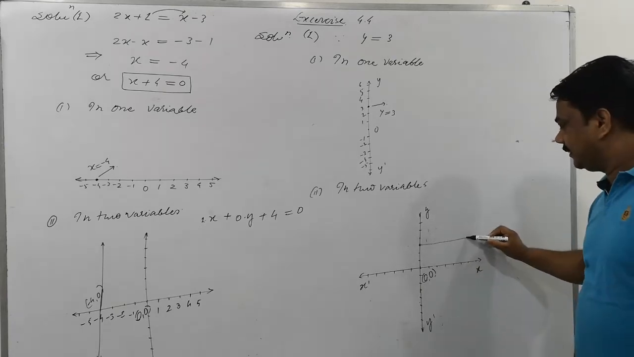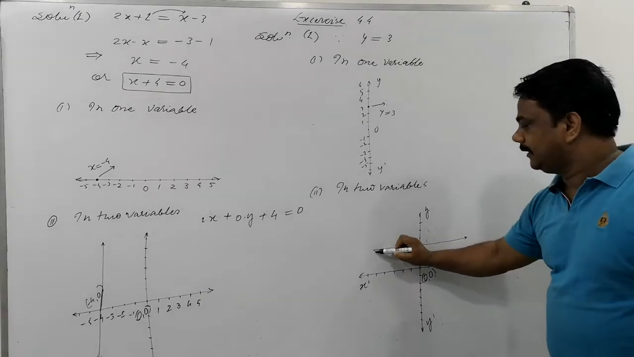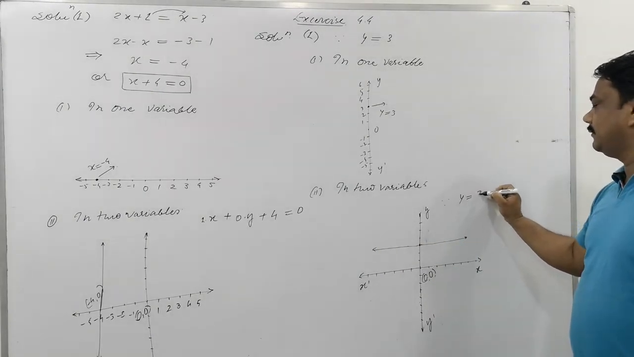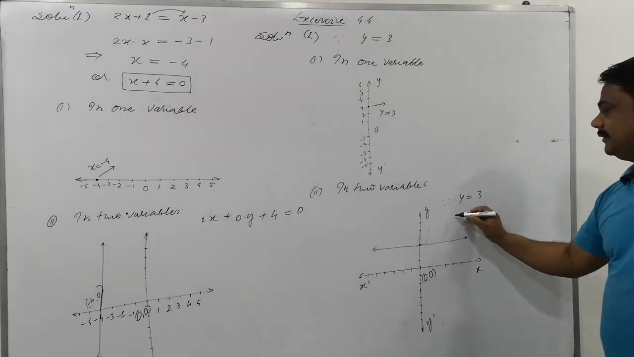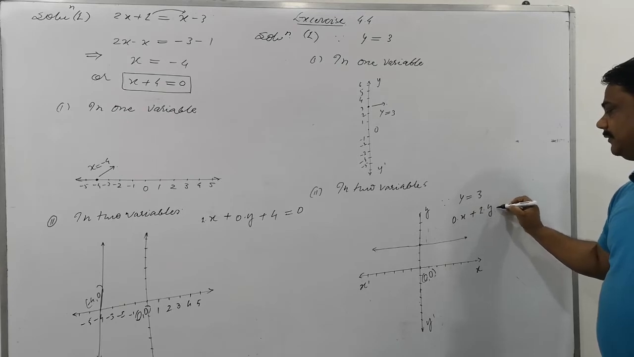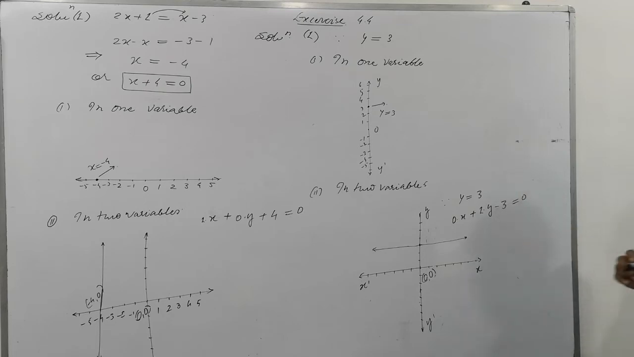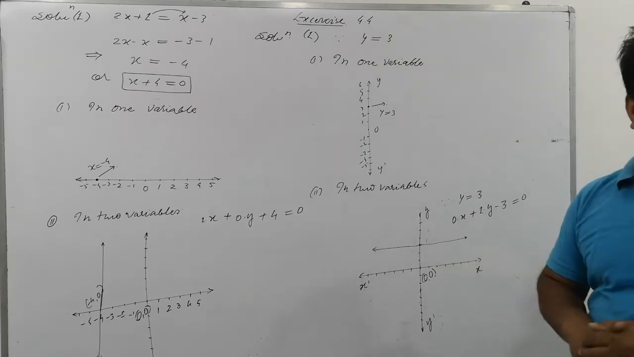It will proceed to the right for the x. The reason is that the equation is here what? Y is equal to 3. It can be written as: x is not present, so the x coefficient would have been 0, and the coefficient of y is this. Okay, and this y is to be transferred to the right. Now this is the representation of linear equation in two variables. Is that clear? Well understood?